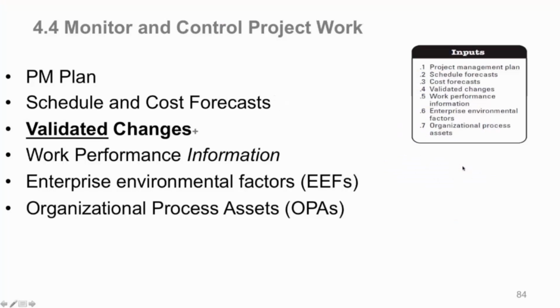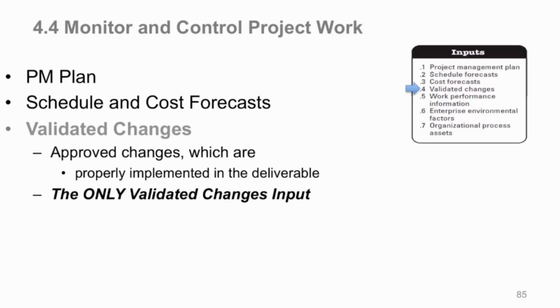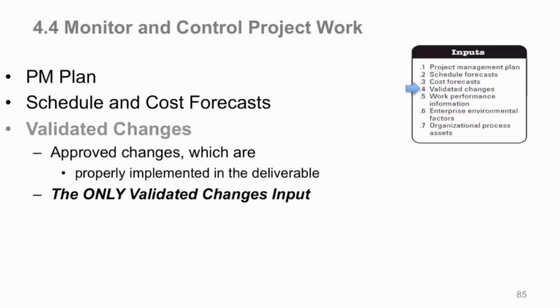Validated, remember validated, not verified, validated changes come in. And what are these? These are approved changes which are properly implemented in the deliverable. You want to look at those. You know that they were implemented because they're validated, so they come in, and you know that now for controlling and monitoring, you say, oh, here's a validated change. This should be the way it is. It's monitoring and controlling. And again, the only validated change input is to monitor and control. Nowhere else is that an input.